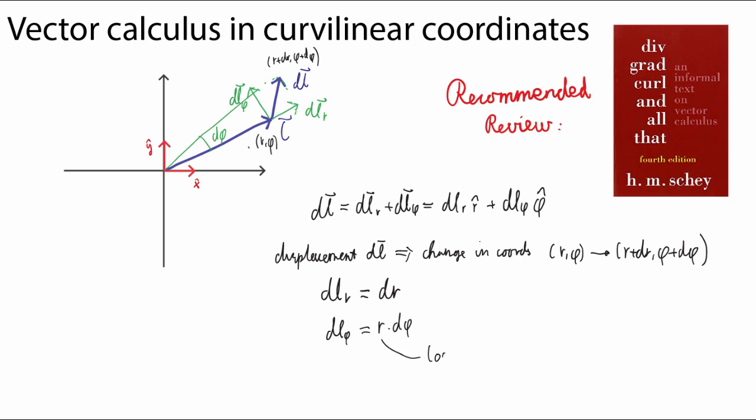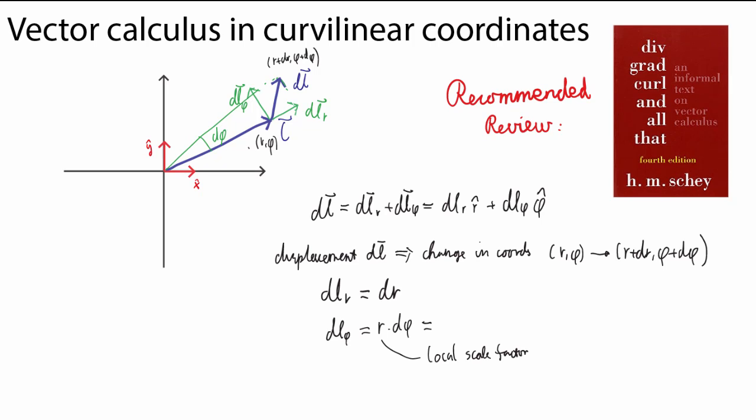r is known as the local scale factor, and it's usually indicated by the letter h. So in this case we have that h sub phi equals r, whereas h sub r equals 1. Those are the scale factors for the planar polar coordinates. So they tell us something about the local scale here in the planar polar coordinates.